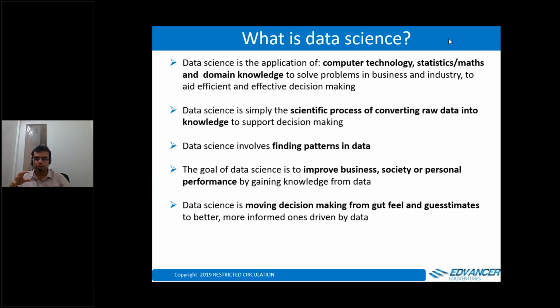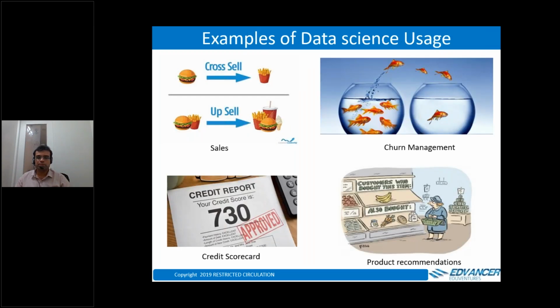And the goal is eventually to improve performance, be it at a business or a company level, at a society or social level, or even at a personal level, by gaining knowledge from data, right? So let's take a few examples of how data science is being used across various industries and verticals, and that will also give you an idea as to how and where data science is being used.